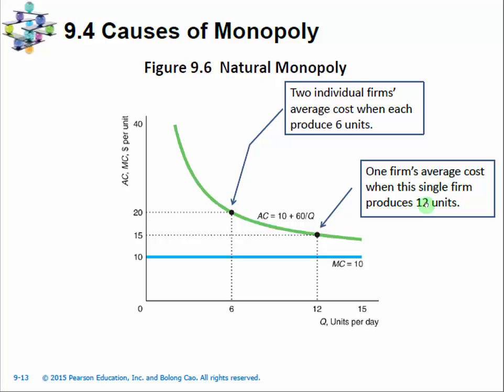So in an industry with a natural monopoly cost structure, having just one firm is the cheapest way to produce any given output level. Governments often use a natural monopoly argument to justify granting the right to be a monopoly to public utilities, which provide essential goods or services such as water, gas, electric power, or mail delivery.